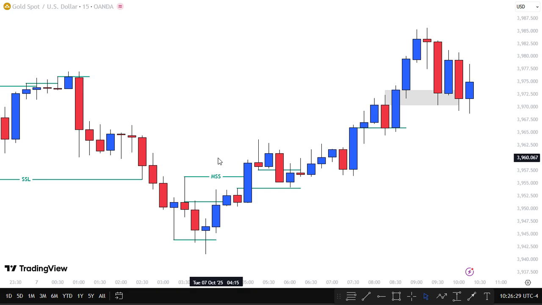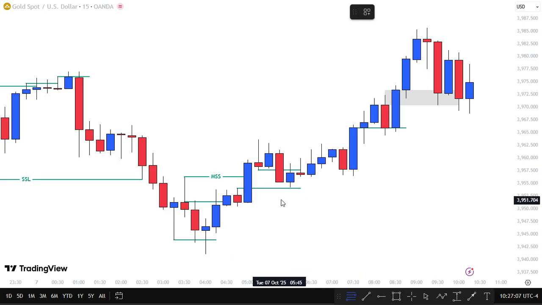Then after identifying my change in state of delivery or a market structure shift, it is time to identify the PDRAs. I like to identify the PDRAs in the discount, because since I was looking for a buy setup, you identify the PDRAs in this case. So in this most recent structure break or market structure shift, price left a fair value gap. After identifying the fair value gap, you can say I'm going to participate inside the fair value gap.